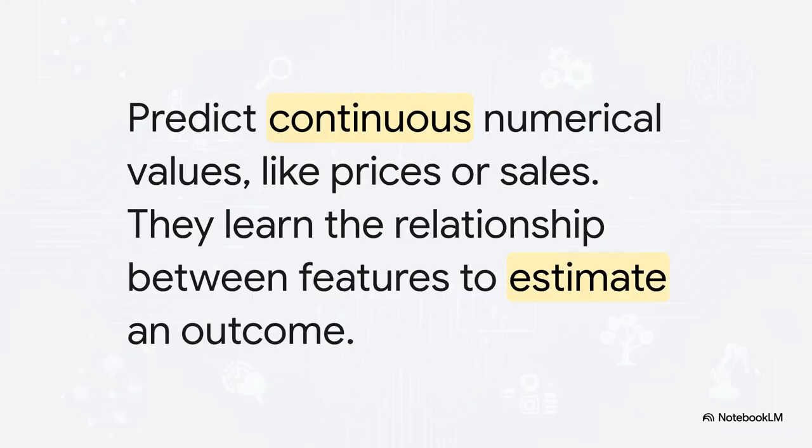For any kind of how much or how many question, you're going to reach for a regression algorithm. These guys are built to predict continuous numbers. They basically figure out the complex mathematical relationship between all a house's features and its final price. This is the engine behind everything from Zillow's home estimates to Wall Street's stock predictions.